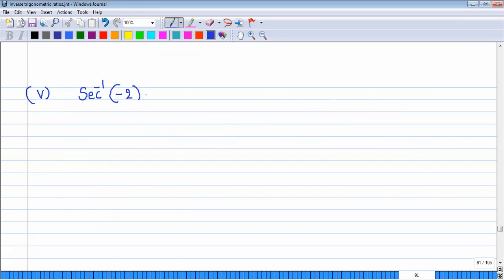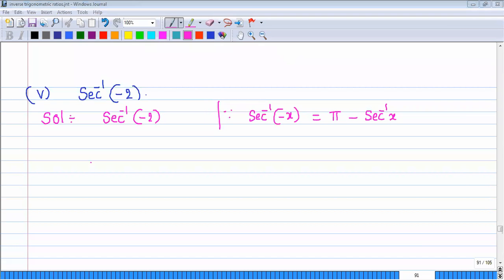So in the case of secant inverse of -x, cos inverse of -x, cot inverse of -x, pi minus we shall get it. You remember. See the solution. Secant inverse of -2. Let us recall secant inverse of -x, whose value is pi minus secant inverse x. So this can be written pi minus secant inverse 2.